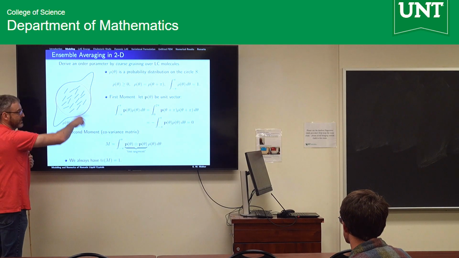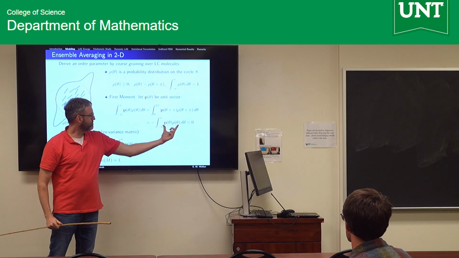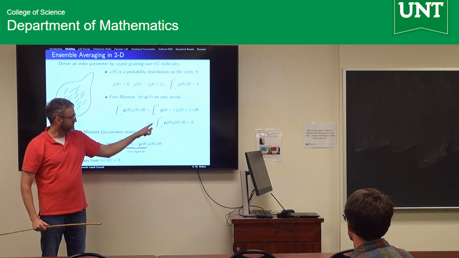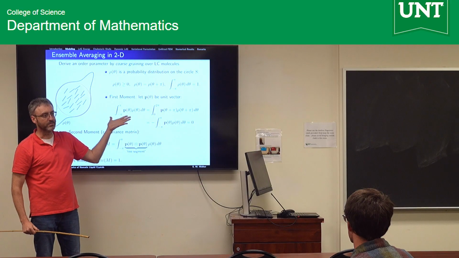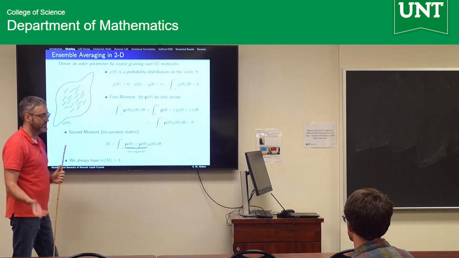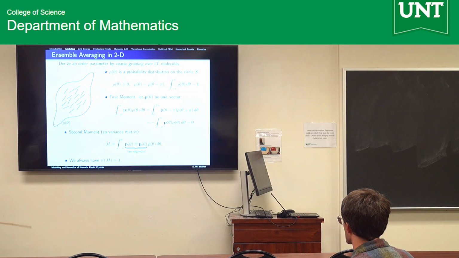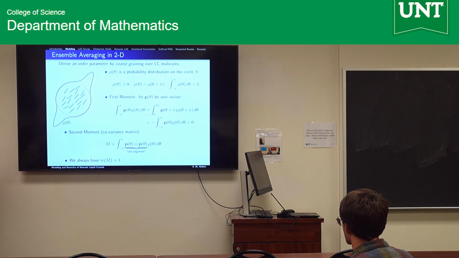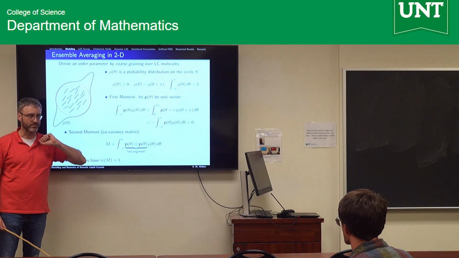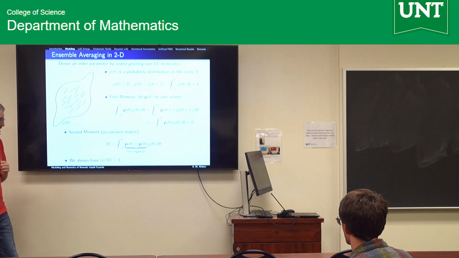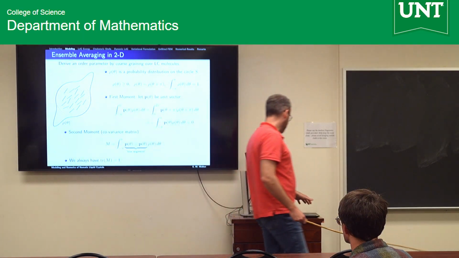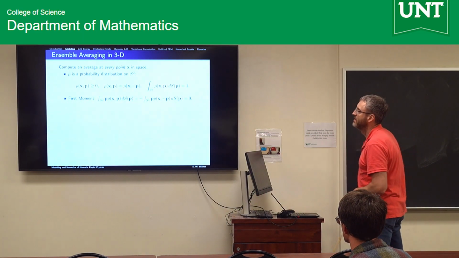So if I rotate, I change the direction. But this is basically the same as that, except there's a minus sign. So I can move it over, so it must be 0. So the average is 0, so you don't get any useful information. You have to go to the so-called second moment, basically computing the covariance matrix of this probability distribution. And so that's what you do.